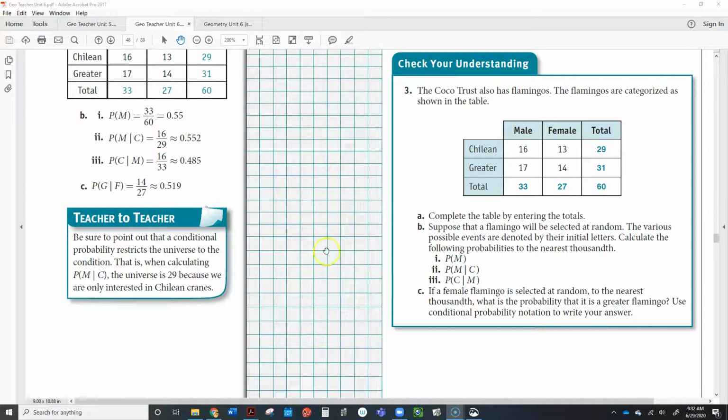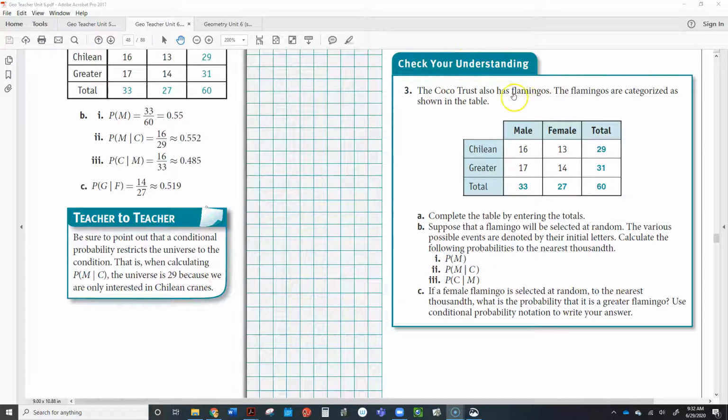Okay, this is activity 41-1, Check your understanding. They ask you on part A to complete the table. So we put the totals in.